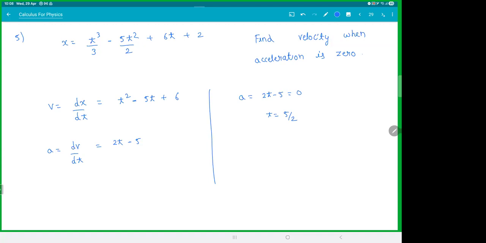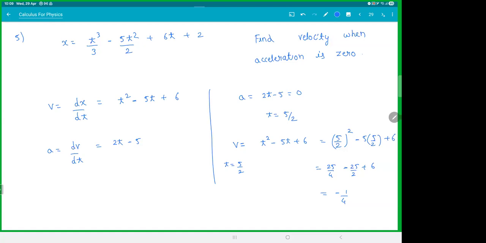Because at 5 by 2, you're getting acceleration is 0. So take this and dump it in the velocity. No, sorry, I had to put in velocity, right? So that's t square minus 5t plus 6. That's 5 by 2 whole square minus 5 into 5 by 2 plus 6. That's 25 by 4 minus 25 by 2 plus 6. And that's, I think, minus 1 by 4. Yeah, most of you did get it. All clear with this?